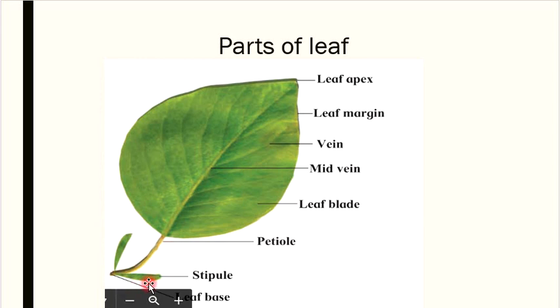Some leaves have petioles, however, some do not have. Leaf base is the portion of the leaf attached to the stem. Stipules are small leaf-like structures near the leaf base. Some leaves have stipules, however, in some plants, stipules are absent. These are the various parts of the leaf.